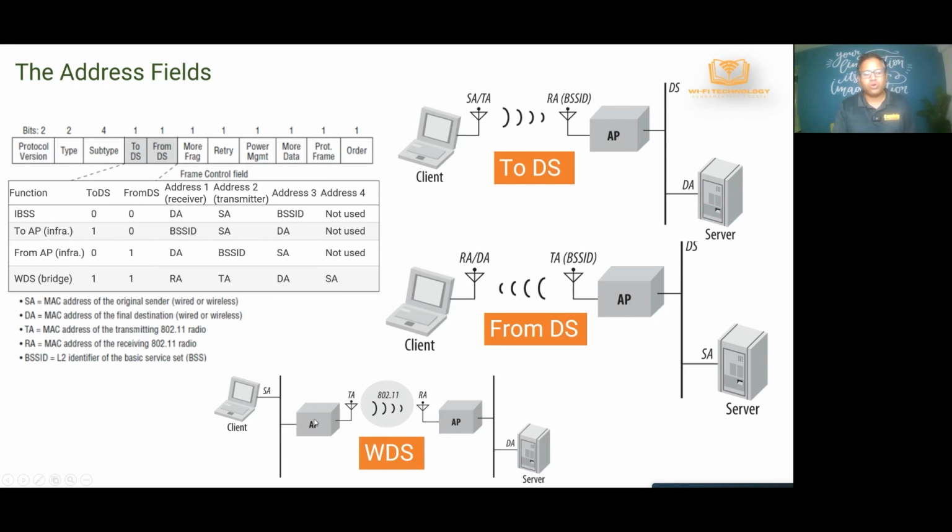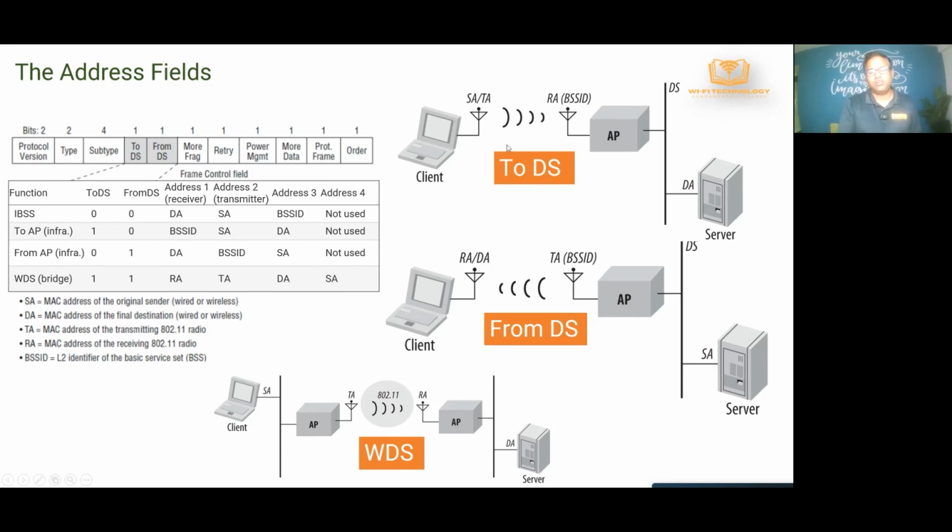In this mode, what we are doing here is we are setting both the ToDS and the FromDS bits, because it is coming from the DS to the AP, and then from here it is going to the DS again, to the other side of the distribution system, right? So you have both the ToDS and FromDS bits set in this particular case.